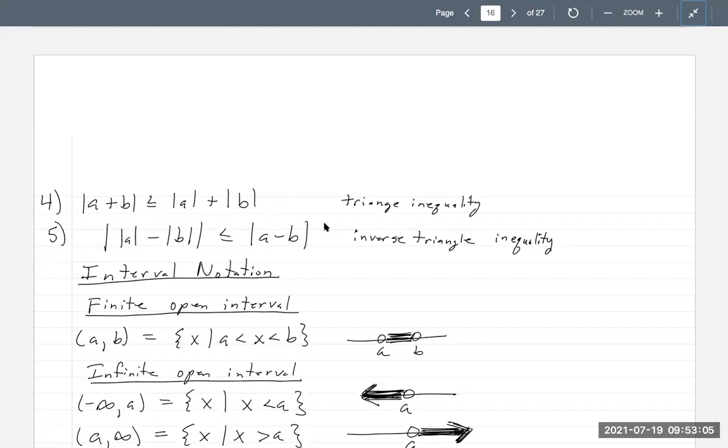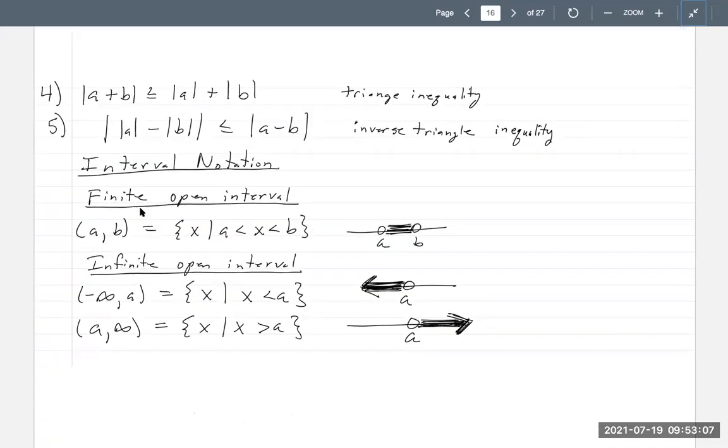Next, interval notation. So, finite open intervals. This is the notation I'm going to be using. The open parentheses will denote the fact that it's open. So parentheses A comma B in parentheses is the set of all x's such that x is between A and B, and they don't include either A or B.